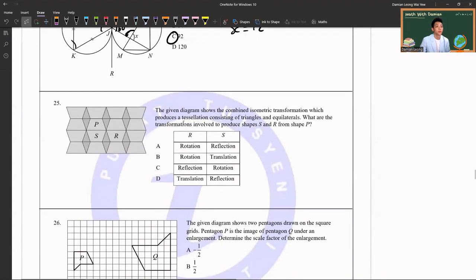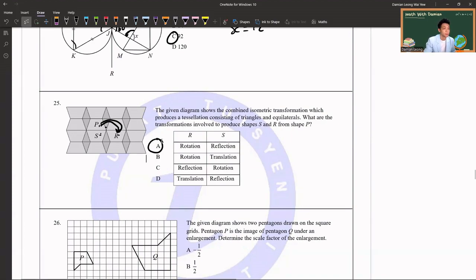Question 25. What are the transformations involved to produce shape R and S from P? From P to S is flipped upside down, so there's a reflection. From P to R, you look at the orientation, it is rotated upside down, from this position to this, so it's rotation. So it's reflection for S, rotation for R.